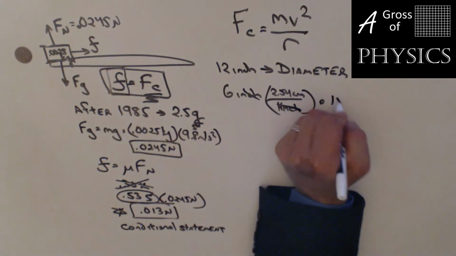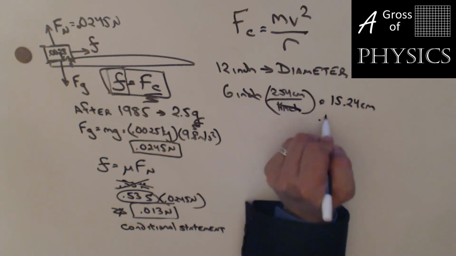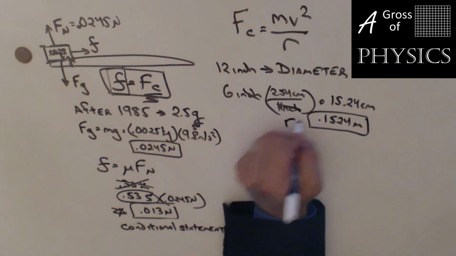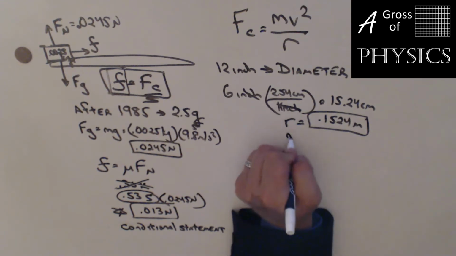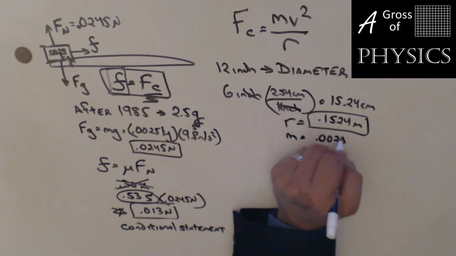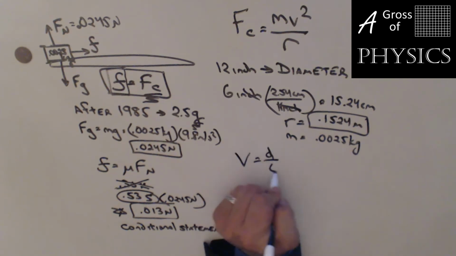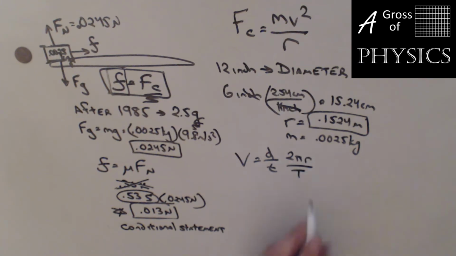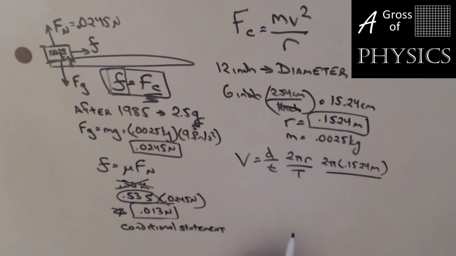We have 15.24 centimeters, which I'm just going to convert directly to 0.1524 meters. So that's our radius. Now, mass we have already. I'm just going to write that mass, 0.0025 kilograms. Now, the speed is the distance over time, which is circumference, 2 pi r over t. So 2 pi times 0.1524 meters. Okay, now what's the t?